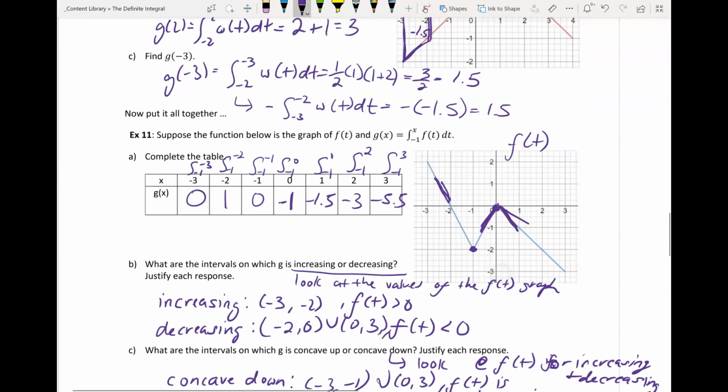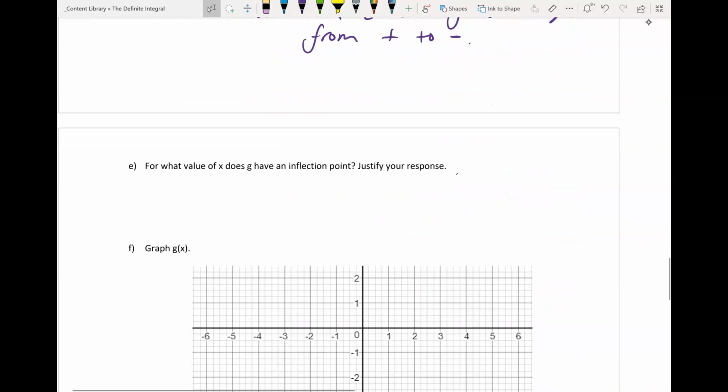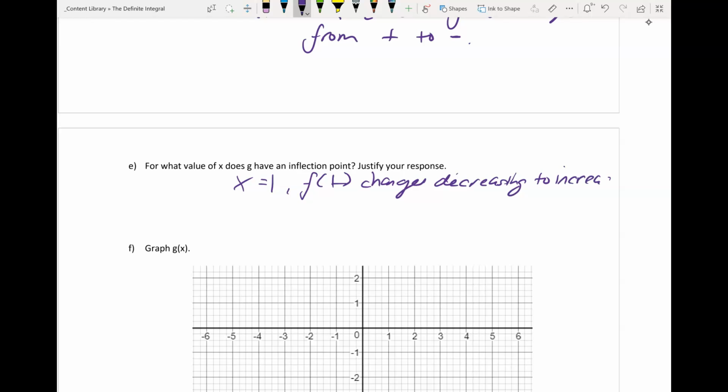So we have inflection points at x equals -1 and at x equals 0 because we're going from decreasing to increasing and then increasing to decreasing. So the first inflection point's at x equals -1. That's because f of t changes from decreasing to increasing. And x equals 0 is the other inflection point because f of t changes from increasing to decreasing.